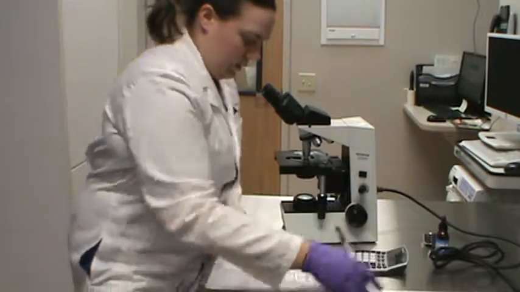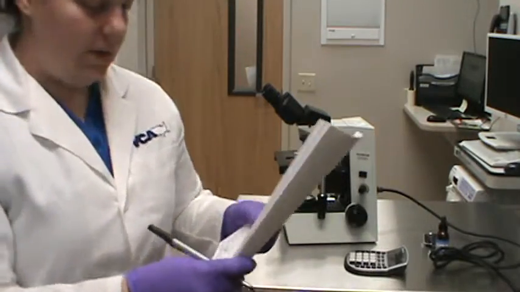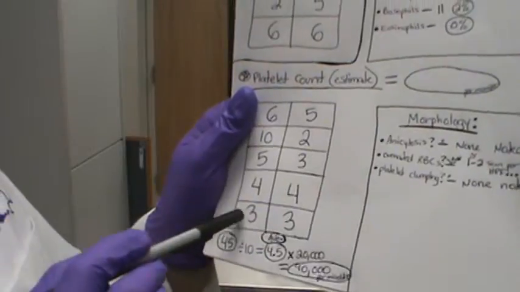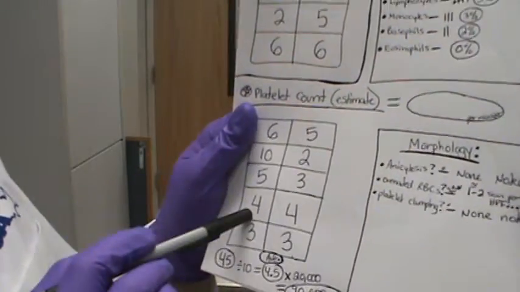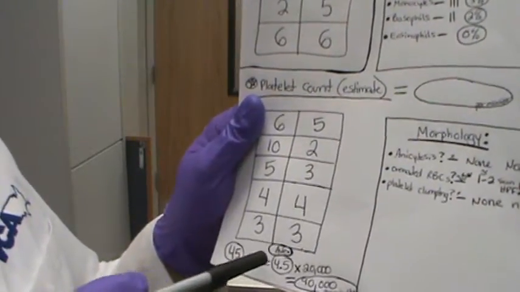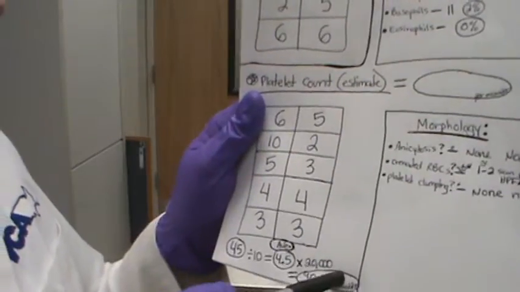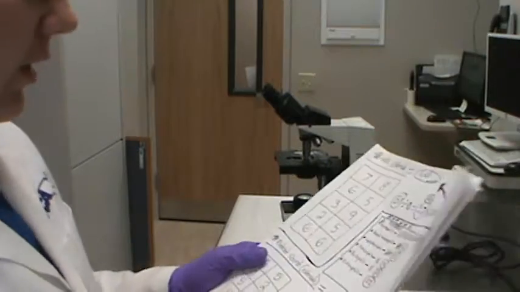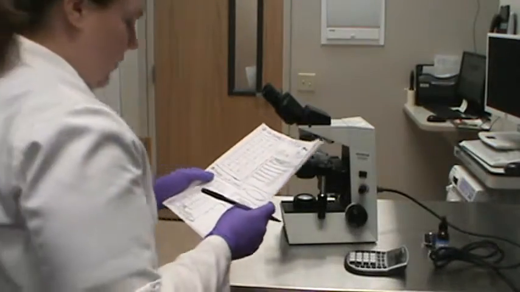Okay. So over here, I added up all the platelets I saw in all the 10 fields. We got a total of 45. We divide that by 10 because that's the number of fields we viewed, which gives an average of 4.5, times 20,000. So we have 90,000 per microliter, and that is our platelet count.